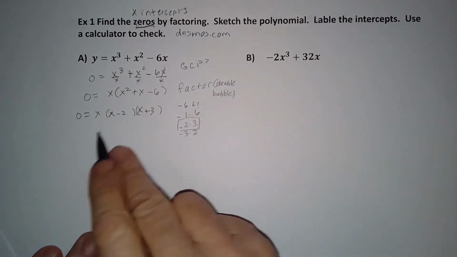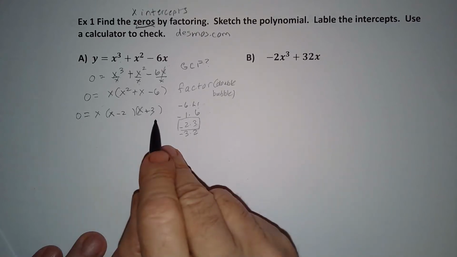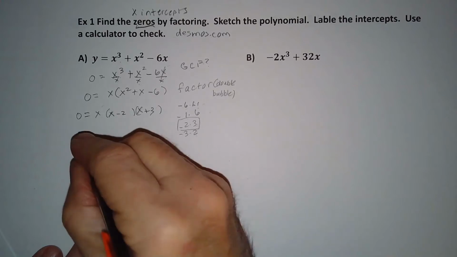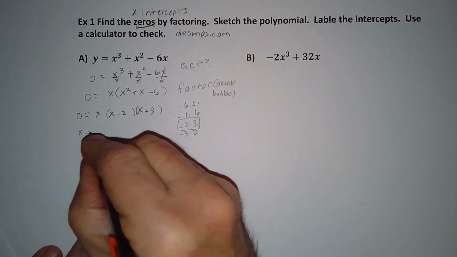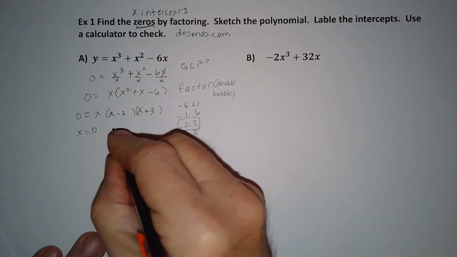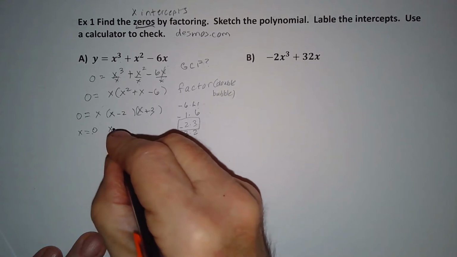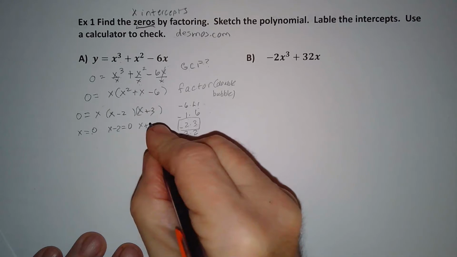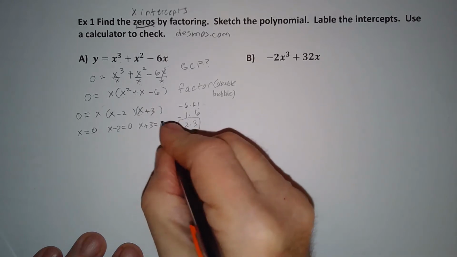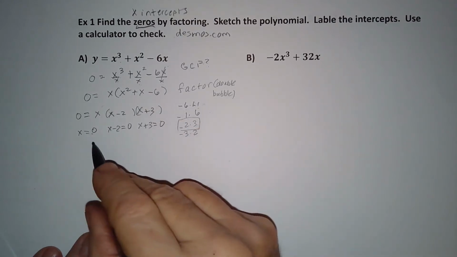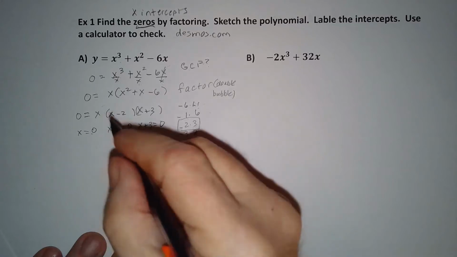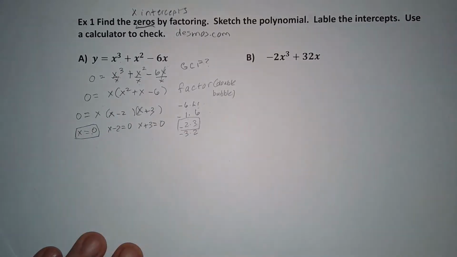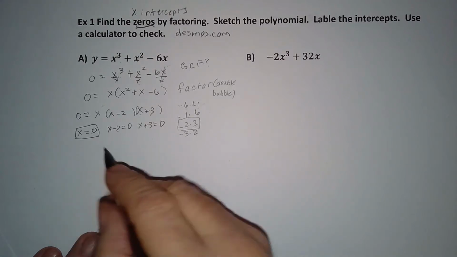All right. So now we have our three terms. So these we can all set to 0. So x equals 0. Okay. Then we can have x minus 2 equals 0. And we can have x plus 3 equals 0. All right. So this one, x equals 0, that's fine. We already know what it is. This is the answer for the first 0. So that means when x is 0, y is 0.